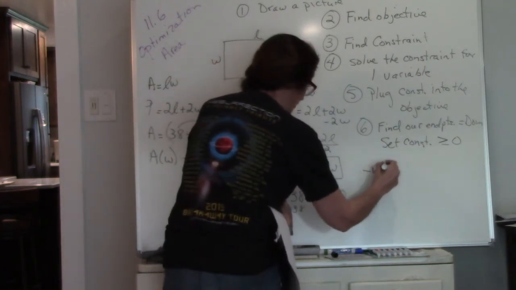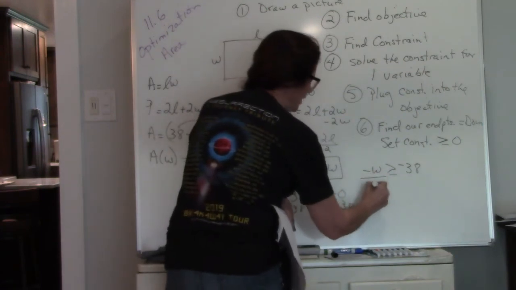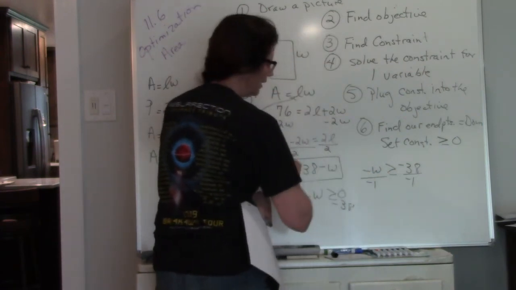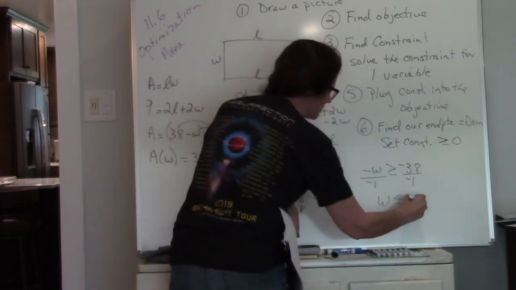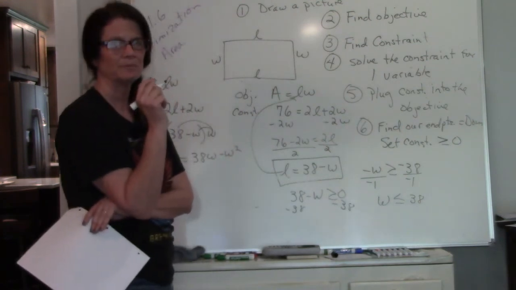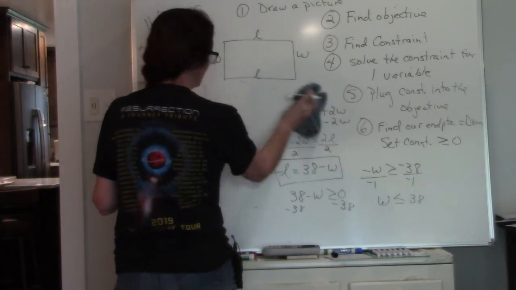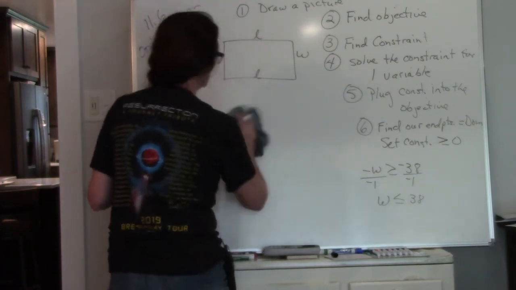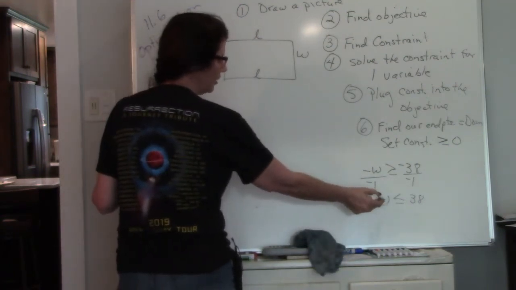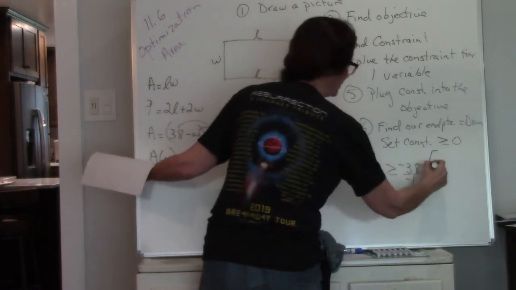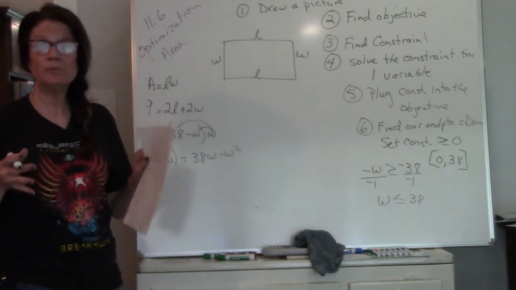So I get negative w is greater than or equal to negative 38. Then I'm going to divide both sides by negative 1 because I want to get rid of that negative. So remember, with inequalities, the minute you divide by a negative, it flips the sign. That's going to be really important. It flips the sign. Okay? So here are our endpoints. Our endpoints are between 0 and 38. That's what it means.